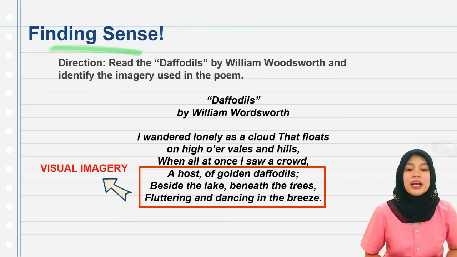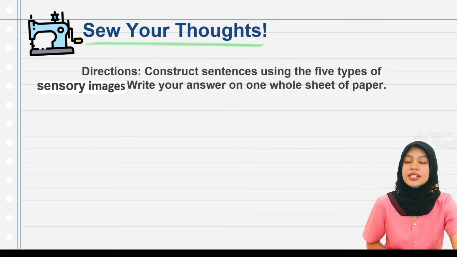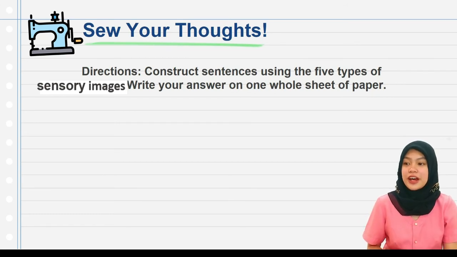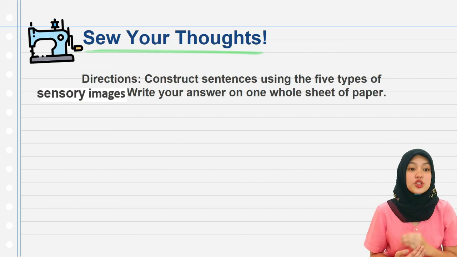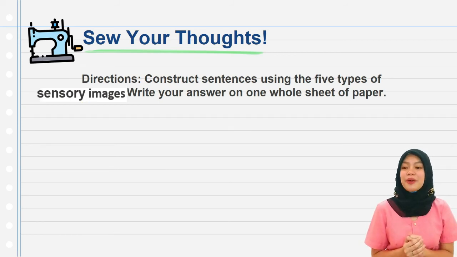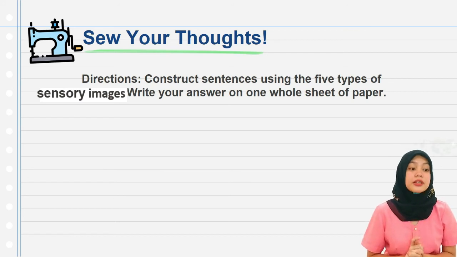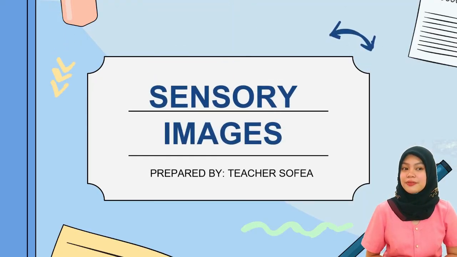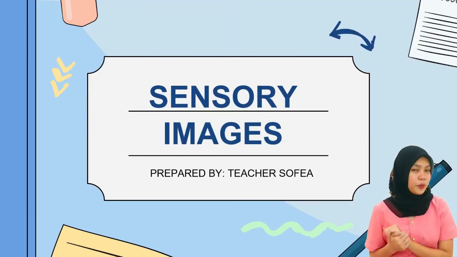Okay, no? Okay, so let's have a quiz. Construct sentences using the 5 types of senses. I want you to write it on one whole sheet of paper, okay? So I'll give you 5 minutes and 1 minute to finalize your answer, okay? Let me now start. Time's up. Okay, Miss Joanne, please collect the papers because I will be checking them later, okay? So do you have any questions, class? Clarifications? Okay, if none, I will be the one to ask.